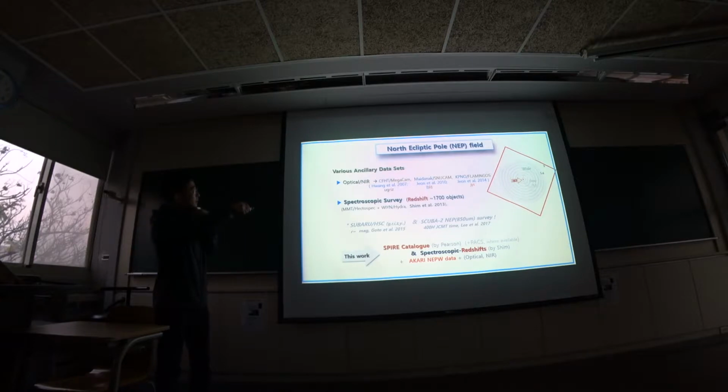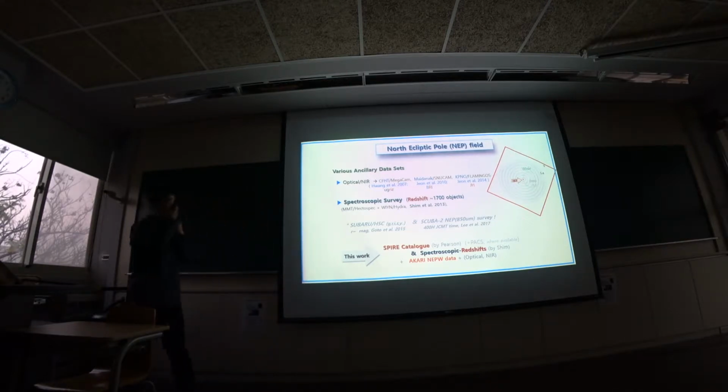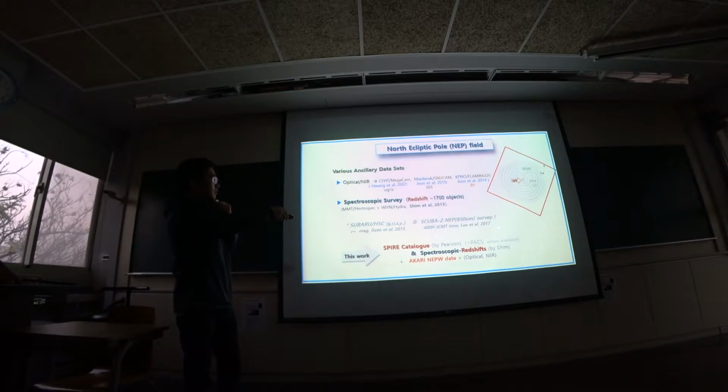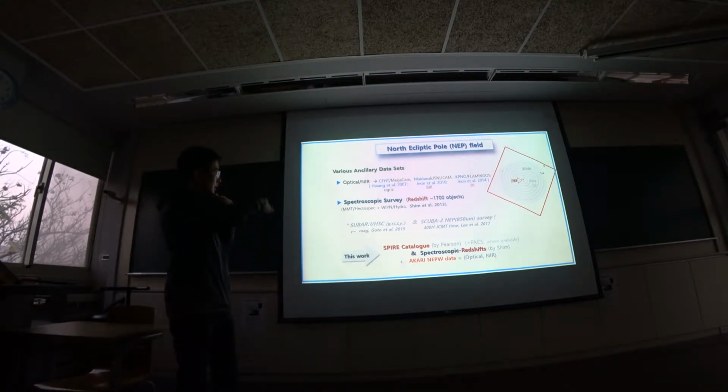Besides this, we also have a large amount of ancillary data. We have optical and near-infrared data from various ground-based observations. Thanks to the spectroscopic survey, Shim et al. in 2013 obtained 1,700 objects, but at this point we have already received information for more than 3,000 objects. In this work, I used only the earlier spectroscopic version. We also used the SCUBA-2 data, as Thomas said. The SCUBA-2 survey started in 2017 and is still going on. So in this work, I use all of this data.